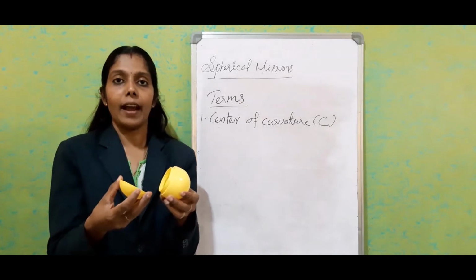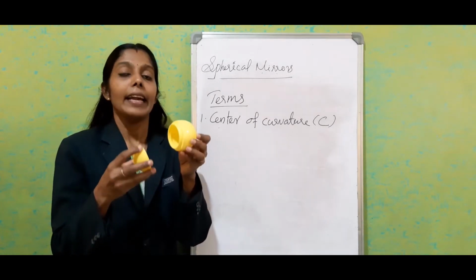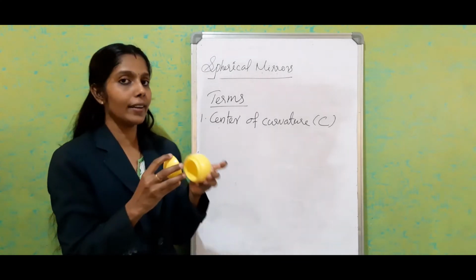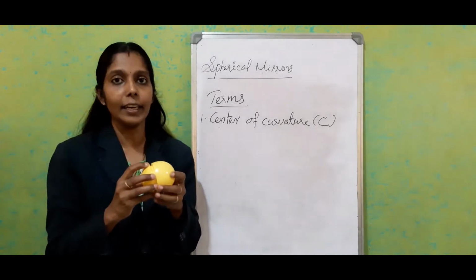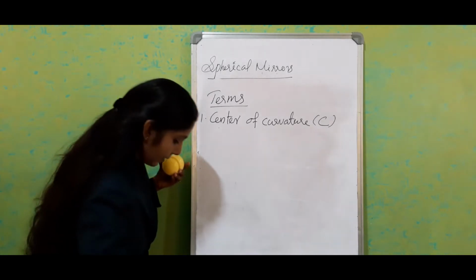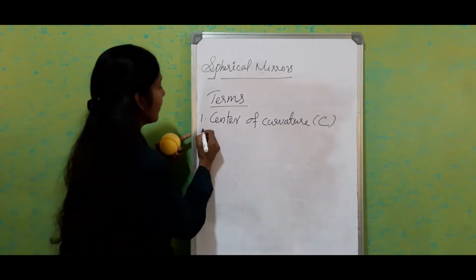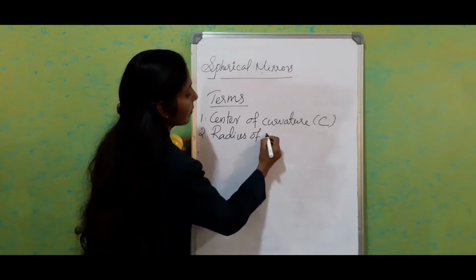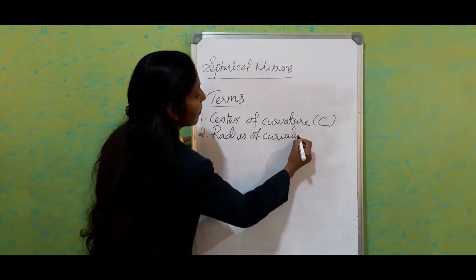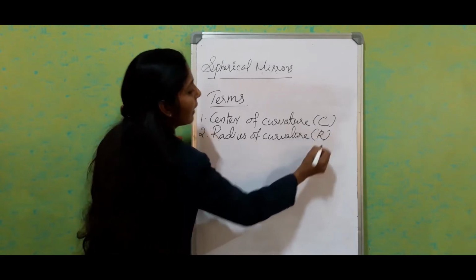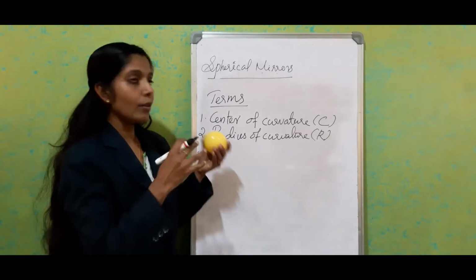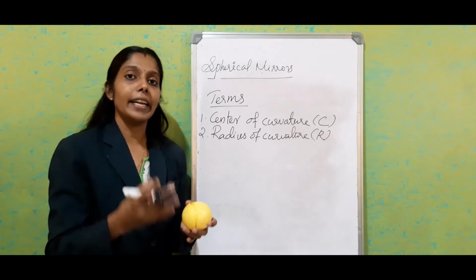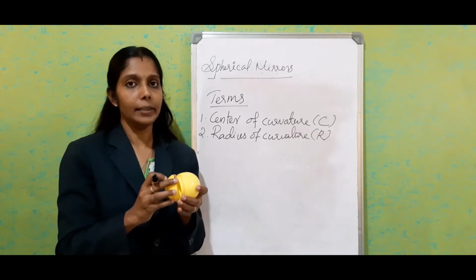Or else we can define the center of curvature as the geometrical center of the sphere of which the mirror is a part. Next one is radius of curvature, and it is represented by the letter R. In the same way as the center of curvature, we can define the radius of curvature. It is the radius of the sphere of which the mirror is a part.